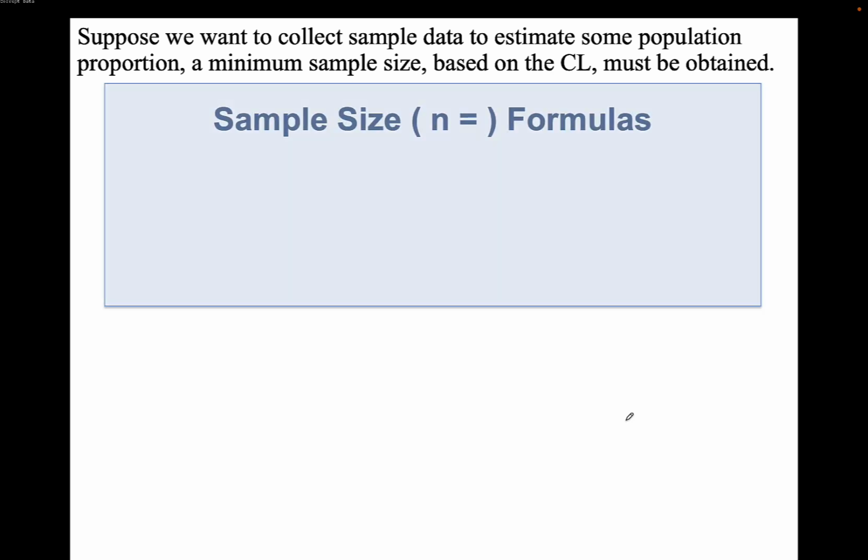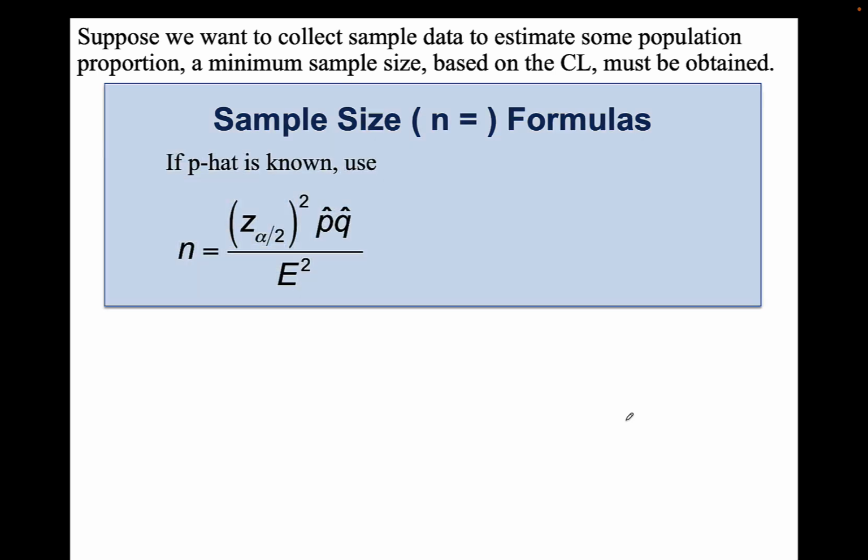Suppose we want to collect sample data to estimate some population proportion. A minimum sample size based on the confidence level must be obtained. Well, if they want us to be 95% confident or 99% confident or 90% confident, we have to sample a minimum number of people or measurements or data values. How do we figure out what that minimum sample size needs to be?